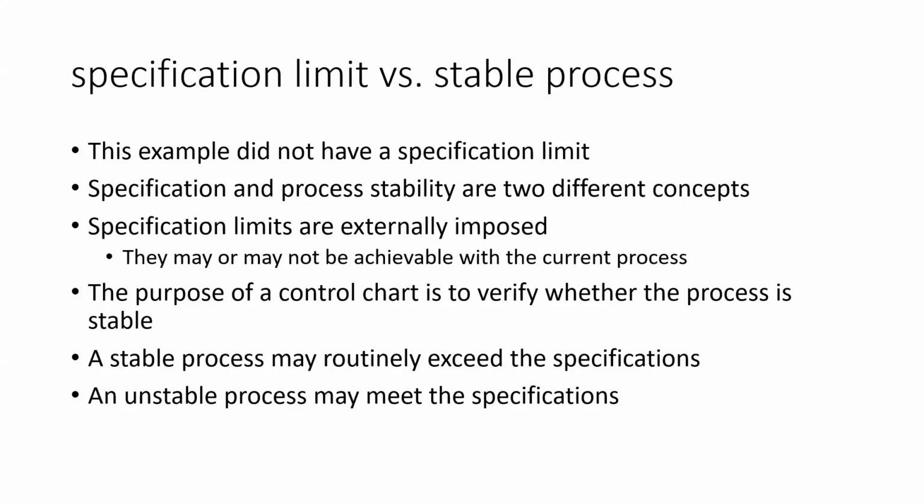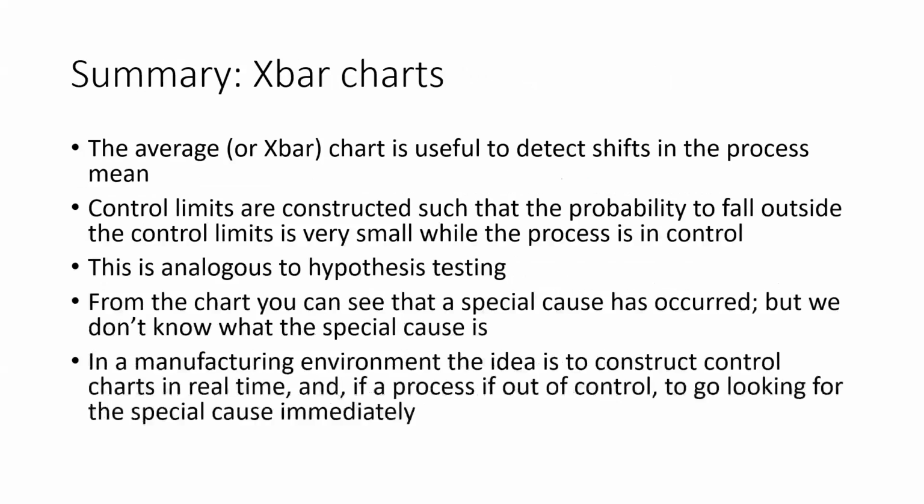A stable process may routinely exceed specifications, right? We get the same amount of impurity in the recycling in here, and it's always too much for China, which is reasonable. And an unstable process may wander around, but it may have so little variation, and the specifications may be generous, that it meets specifications all the time. So those are two different concepts.